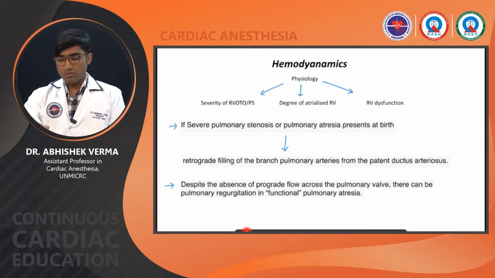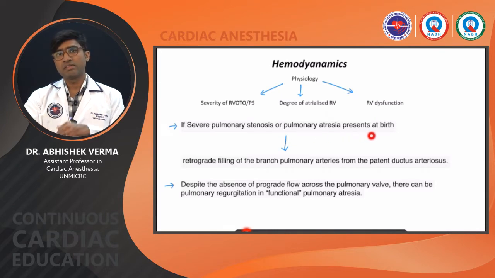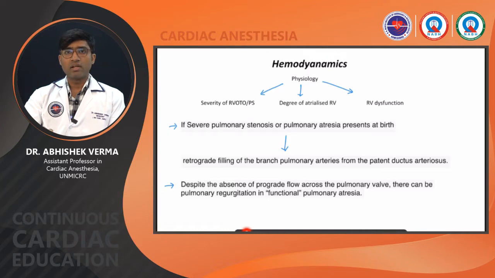As we know, hemodynamics of the Ebstein anomaly depend upon the severity of the RVOTO, pulmonary stenosis, the degree of the atrialized right ventricle, and also RV dysfunction. If there is severe pulmonary stenosis or pulmonary atresia present at birth, then what happens? The pulmonary blood flow is not adequate. Then it is filled by retrograde filling of the branch PAs from the patent ductus arteriosus.